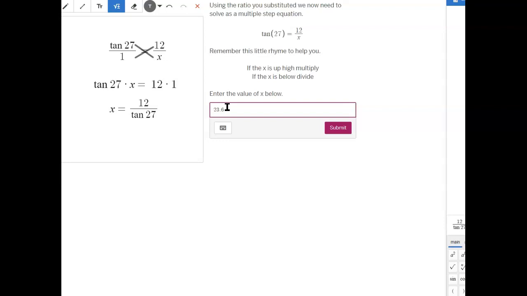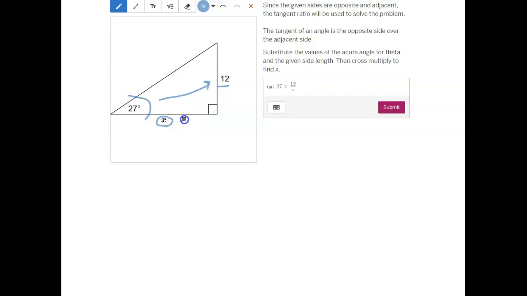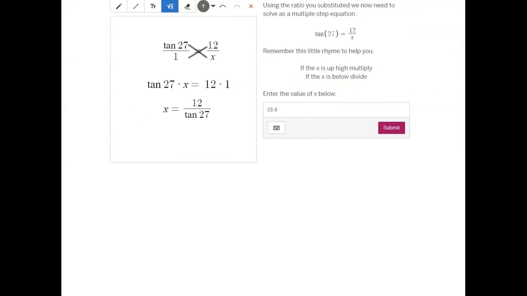Because it was 23.55. That is the value of this side right here. So this is going to be 23.6. And obviously that's approximate because I rounded it.